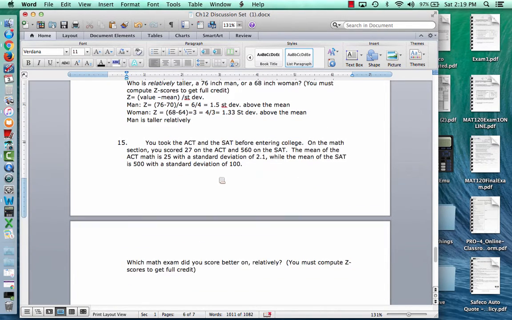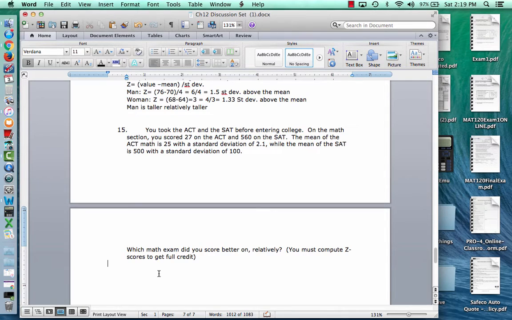Next one, same kind of idea here for the ACT and the SAT. So let's look at the ACT. The z-score there is, you got a 27 on the ACT, and the mean was 25, and you divide that by 2.1, and you get 0.95.